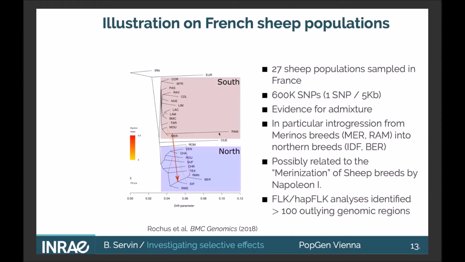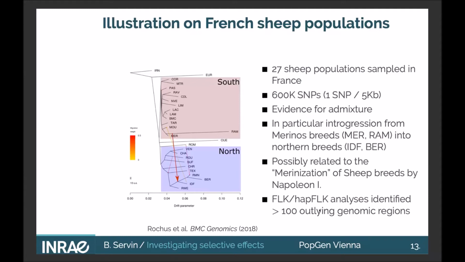And from this population, and this is another Mérinos population that has much higher effective population size, you can see that there is this evidence, taken from this TreeMix approach, of an introgression from the Mérinos, possibly Rambouillet, into breeds from the north of France, I mean ancestors to today's northern breeds. And this is possibly related to something that is historically documented, which is called the Mérinization of sheep breeds from France, where in order to improve the wool production of French breeds, they were crossed to Merino sheep that have very good wool quality.